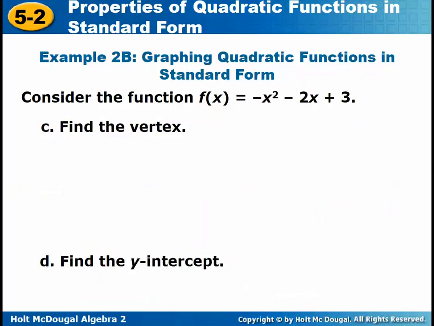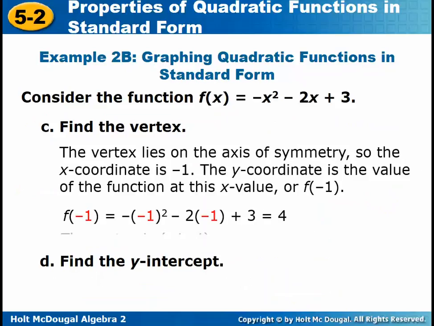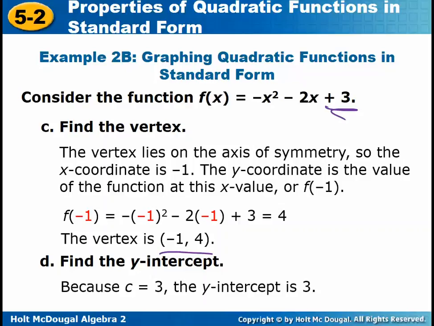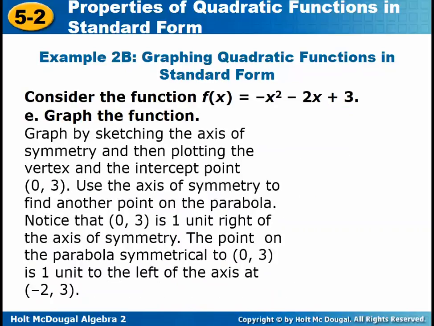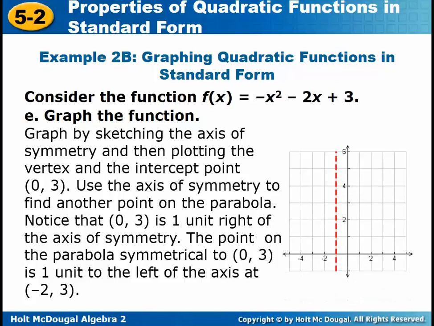Then we find the vertex. We already know the x-coordinate of the vertex is negative 1, so we plug negative 1 into the function and we get 4. So the vertex then is at negative 1, 4. The y-intercept, that's the easiest part, is just 3. And now we can put those things together to graph the function. Again, you can use your Sketchpad or your graphing calculator to help you do this.